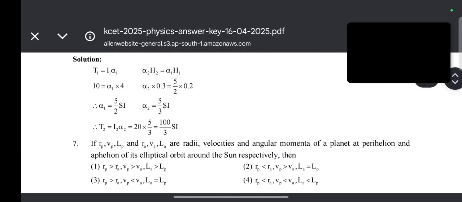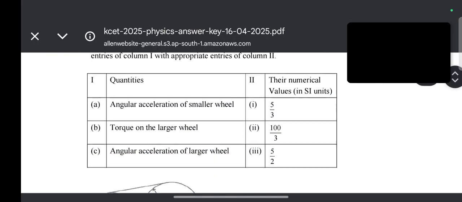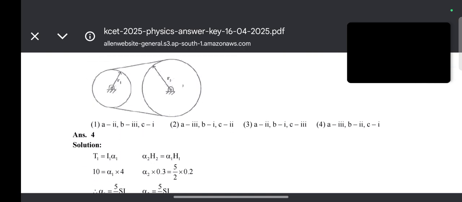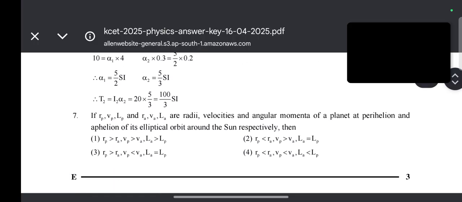So the formula is T1 is equal to I1 alpha1. Therefore 10 is equal to alpha1 into 4. Therefore it is equal to 5 by 2 radian per second square. So the answer is option D: A is equal to 3, B is equal to 2, C is equal to 1.